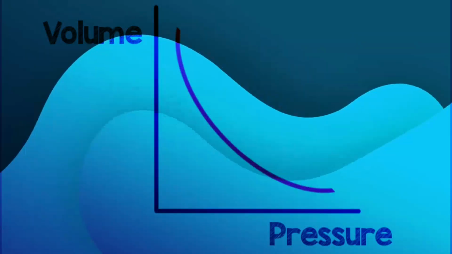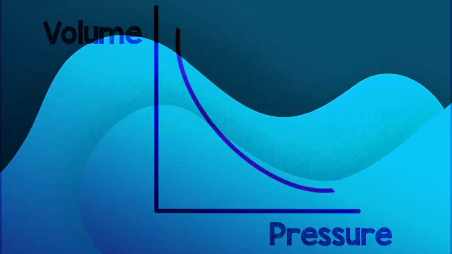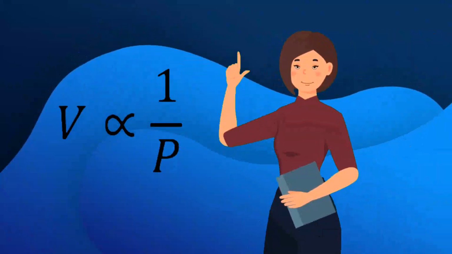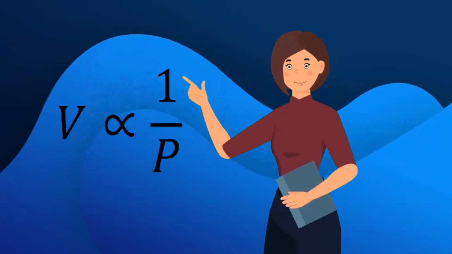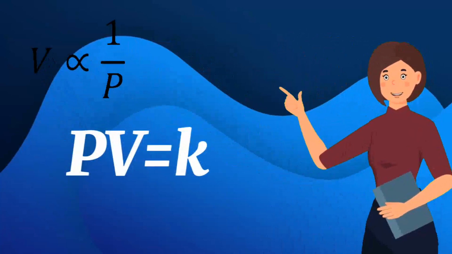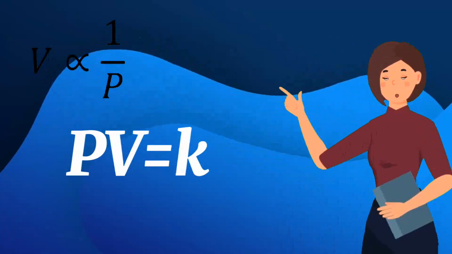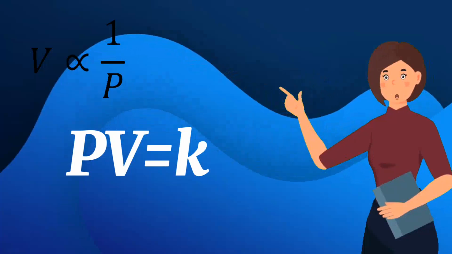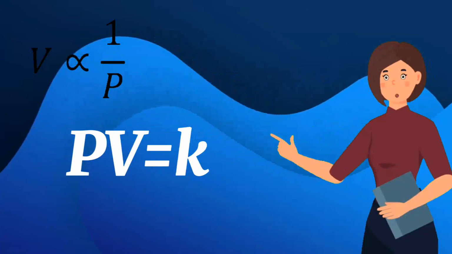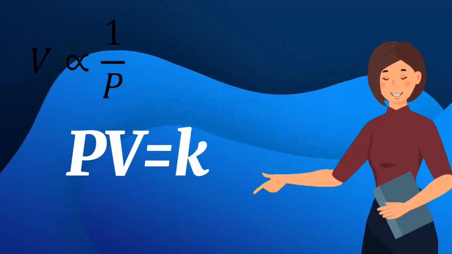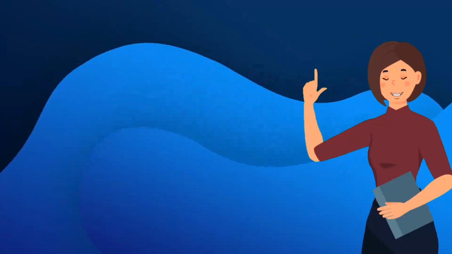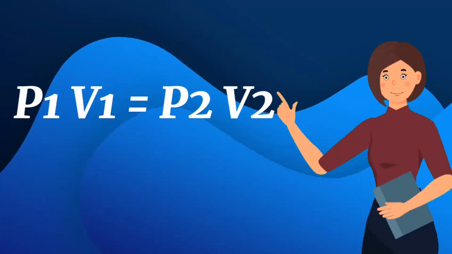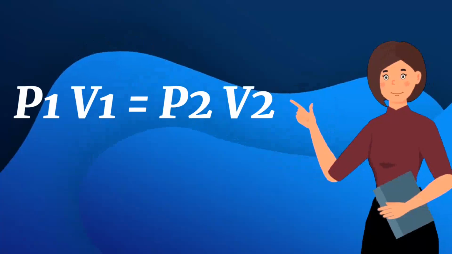Boyle's law can be expressed mathematically as pressure is inversely proportional to volume. These relations can also be expressed as the product of pressure and volume equals a constant. If the same gas is brought into two different pressures, it will give two different volumes. Then the equation will become P1 V1 is equal to P2 V2.